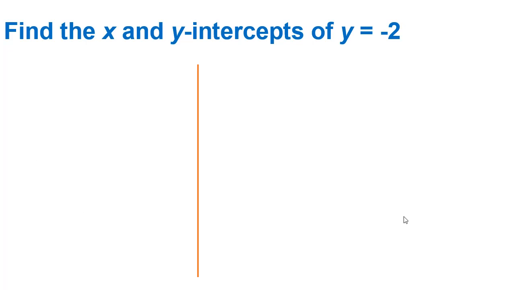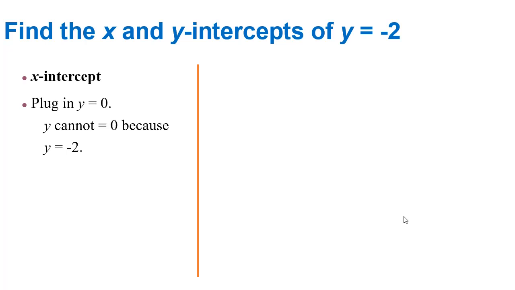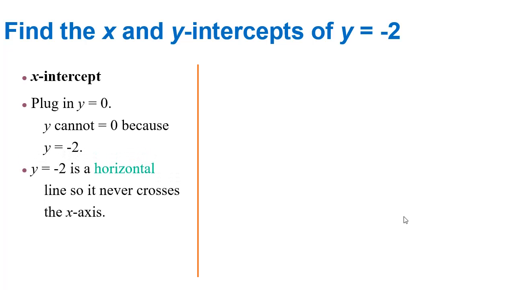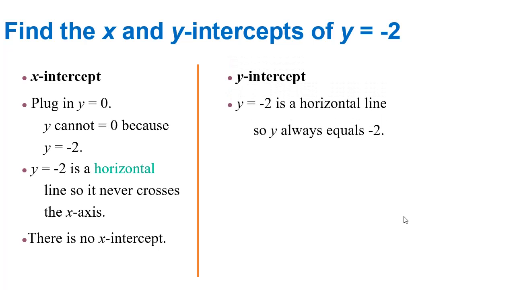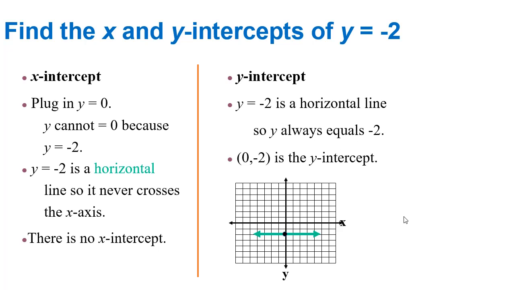And then, if I want to try to find the x and y-intercepts of y = -2, we're going to run into the same problem. If I make the y equal to 0, it's going to say 0 = -2, and that's not true. So there is no x-intercept. If I look for the y-intercept, the y is always equal to -2, and so the y-intercept is going to be (0, -2). This is going to be a horizontal line.